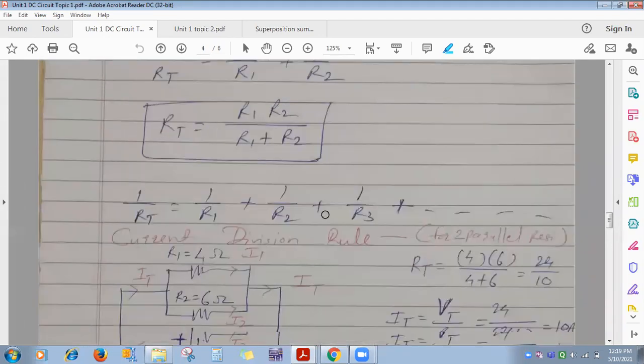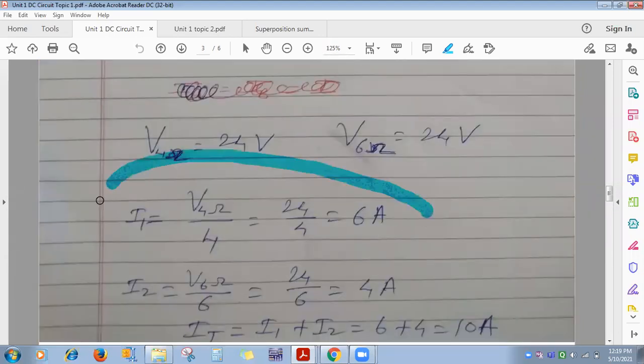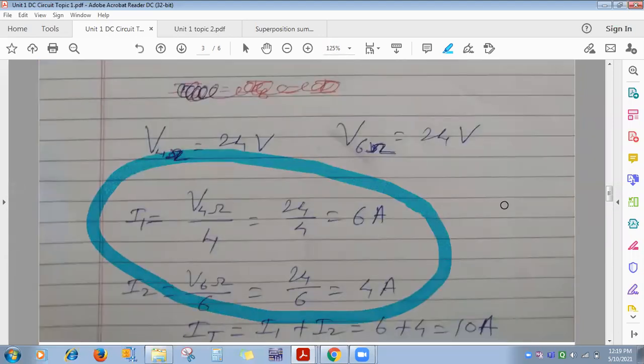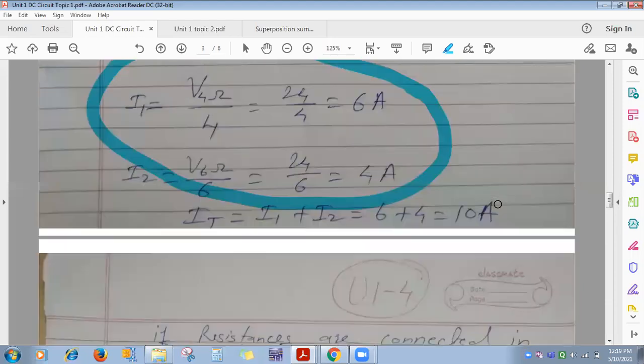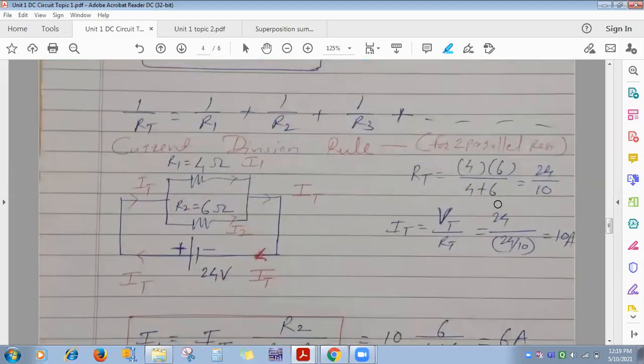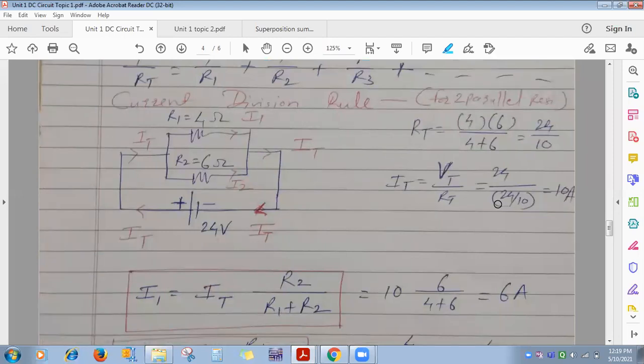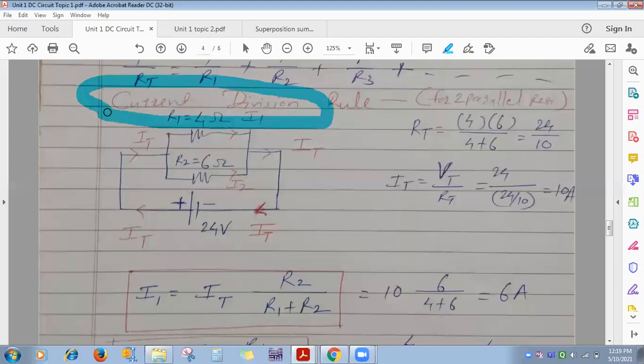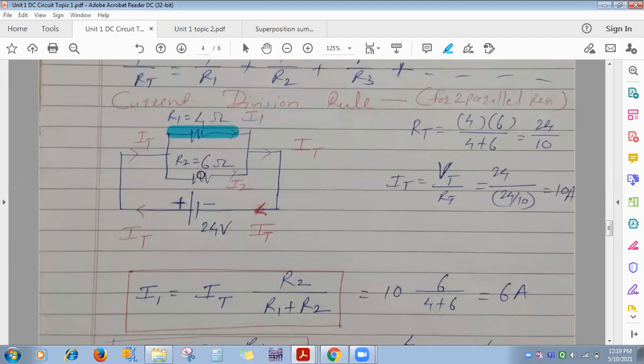One more thing, this is the method you have used here to find the current. There is one more, the current division rule. I think you have not studied the current division rule in 12th. When can you apply it? First, the resistances must be in parallel. Secondly, only two resistances. So here 4 and 6 are in parallel and only two are there, so you can apply the current division rule here.